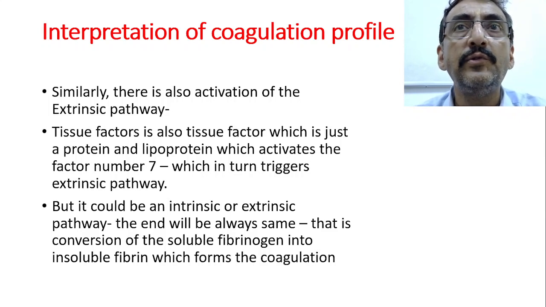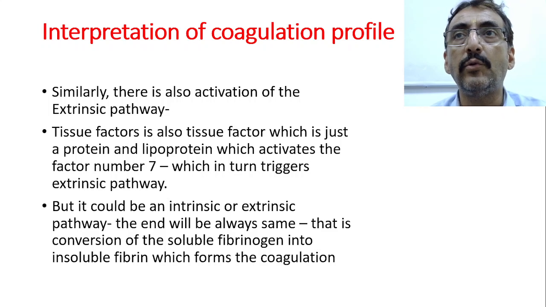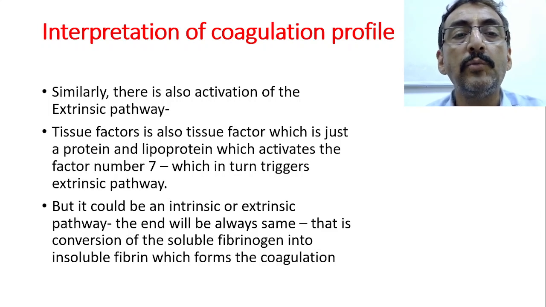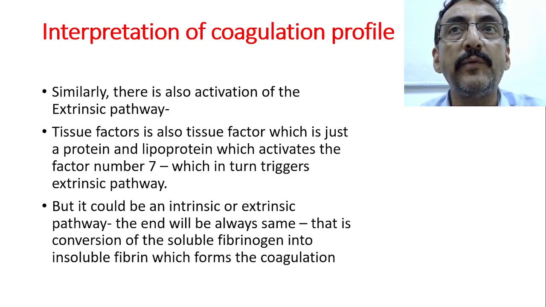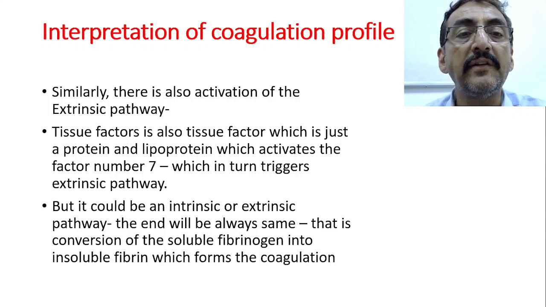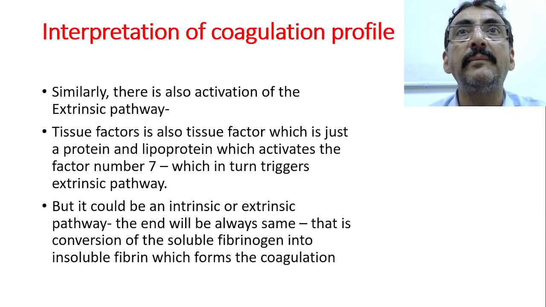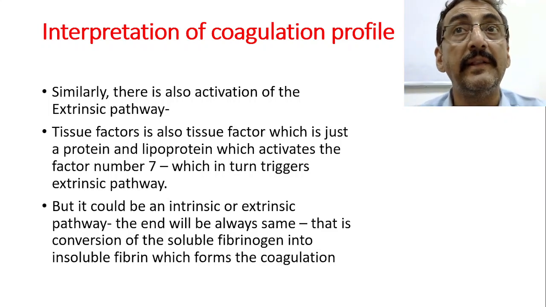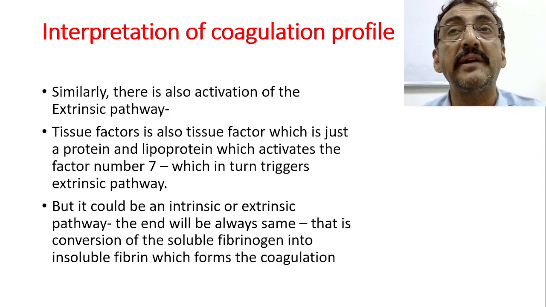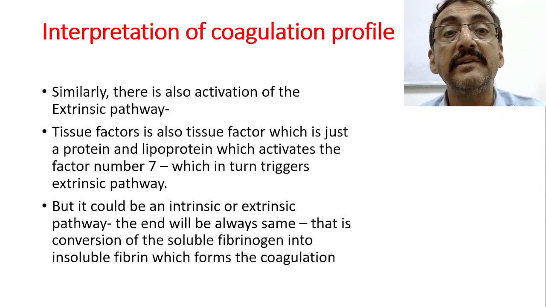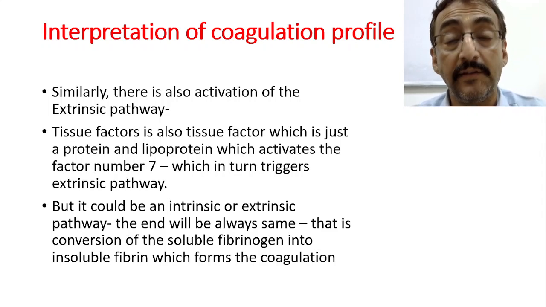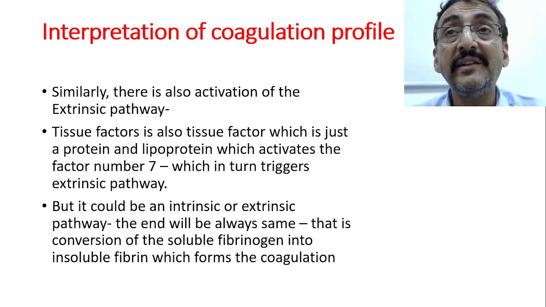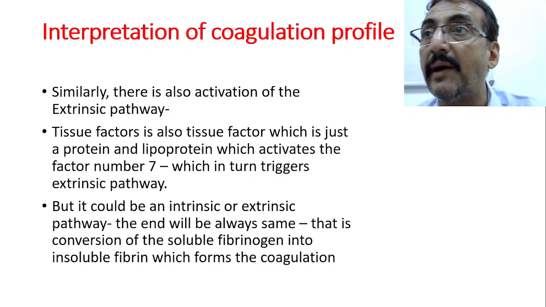Tissue factors, I probably told you, are thromboplastin. So tissue factors like thromboplastin are present in the blood. These thromboplastin-like factors first activate factor number 7. In the intrinsic pathway, the first activation is factor number 12. Here the first activation is factor number 7. So once factor number 7 is activated, it triggers the extrinsic pathway.